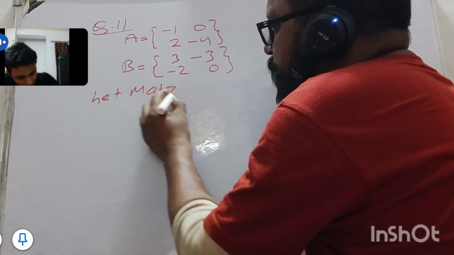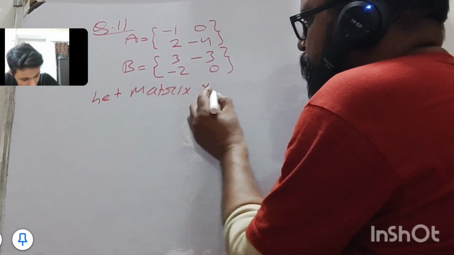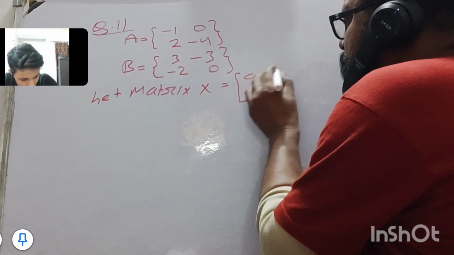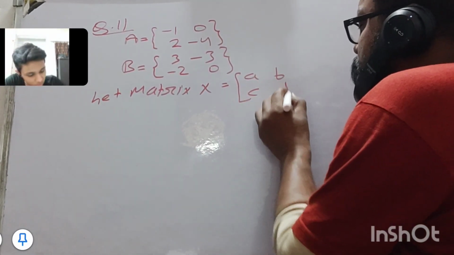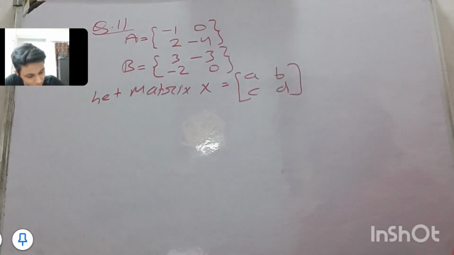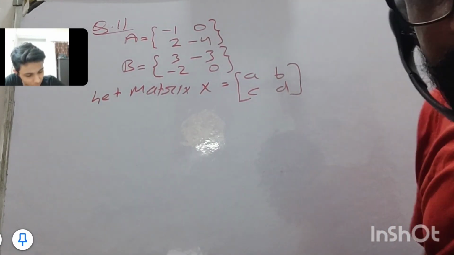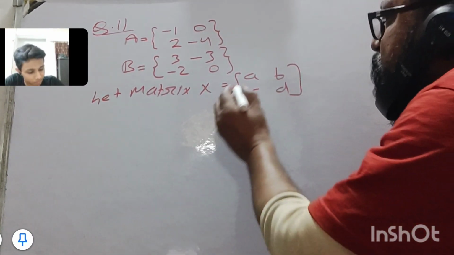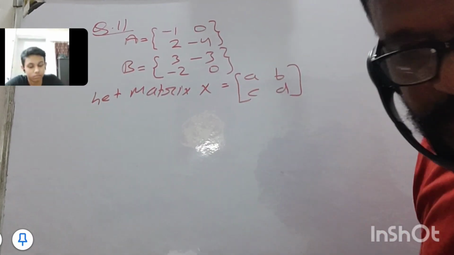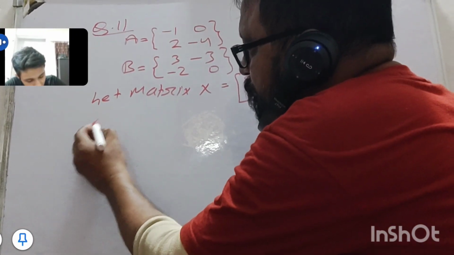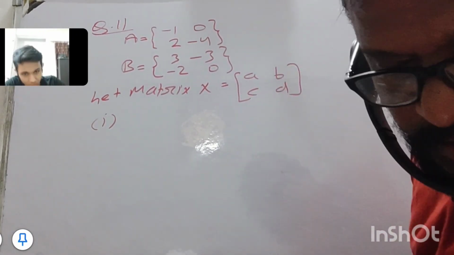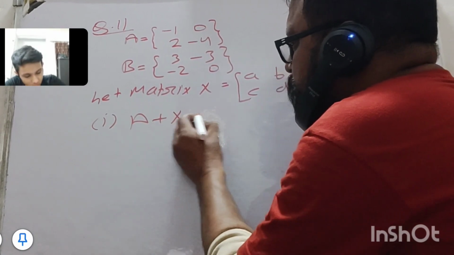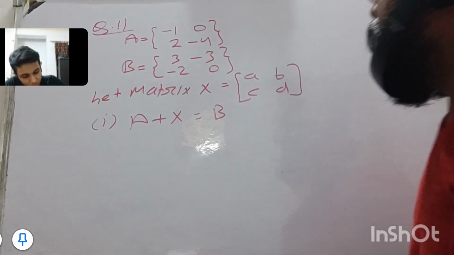Now let matrix X be equal to A, B, C, and D. As we have said, matrix X is equal to A, B, C, D. So the first question is A plus X is equal to B, right?